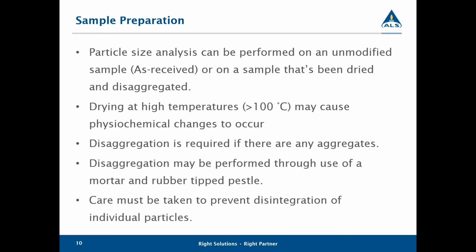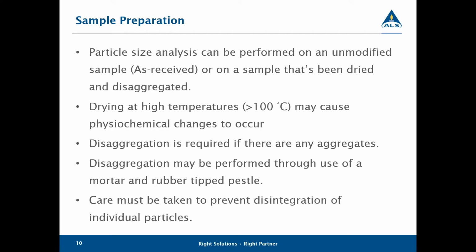With sample preparation, we have to first decide how we're going to handle the sample. And that's usually a visual confirmation of the sample type and deciding how it needs to be handled in order to prevent any type of physiochemical or mechanical damages to the sample that could affect the results. So typically it can be analyzed on an unmodified as-received sample, or it can be analyzed on a dried and disaggregated sample. And the differences between those really depend on the sample type and how the sample is going to react to any type of disaggregation.